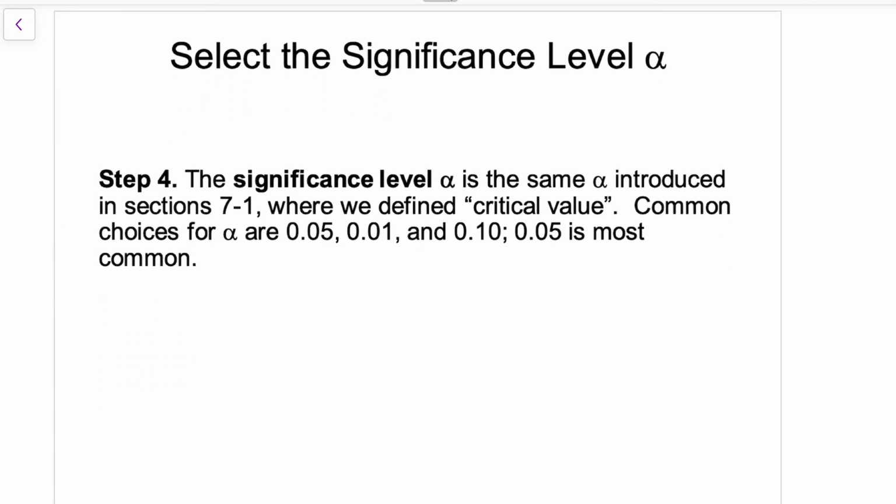The significance level alpha that we get will be very similar to the ones that we use as our critical values in Chapter 7, Section 1. The most common choices for alpha are 0.5, 0.05, 0.01, and 0.1. 0.05 is the most common choice for alpha.